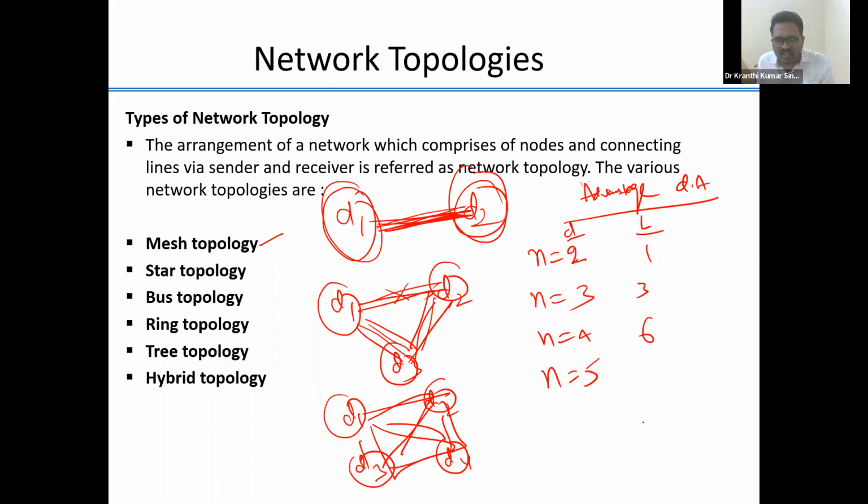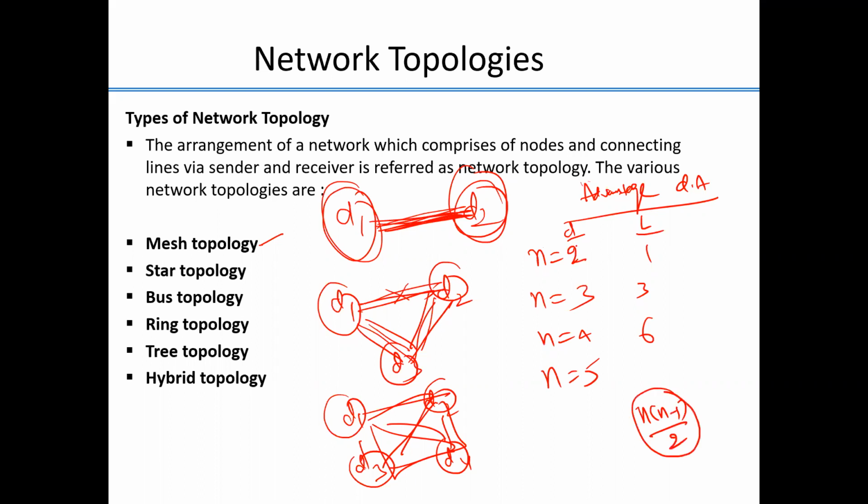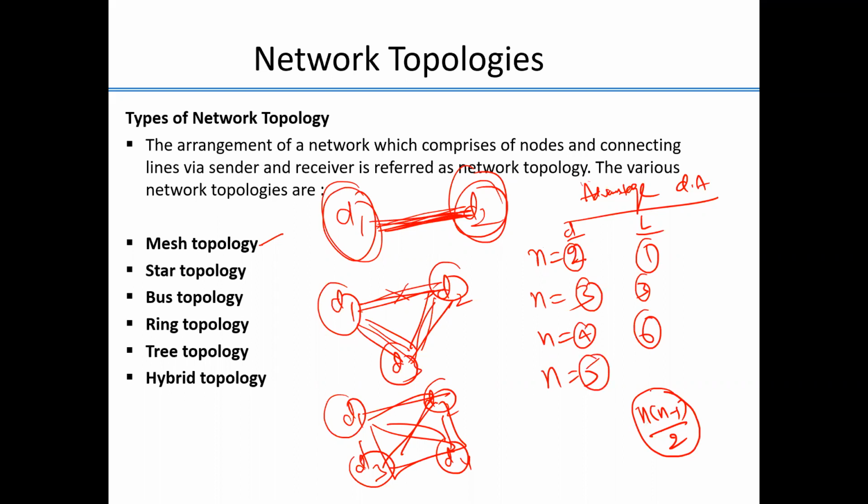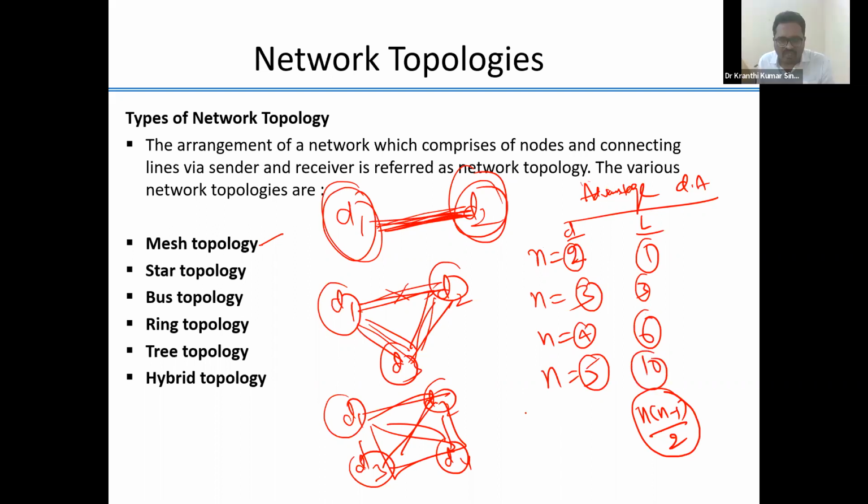See, here I can use a trial and error method: n into n minus 1 by 2, for example. When n equals 2, replace n with 2: 2 into 1 by 2 is 1. And 3 into 2 by 2 is 3. And for 4, 4 into 3 by 2 is 6. Now tell me for 5. Ten, sir. Ten, right? Yes or no?